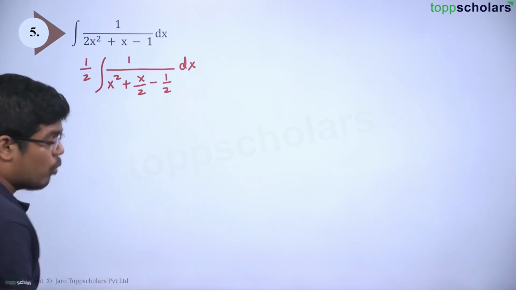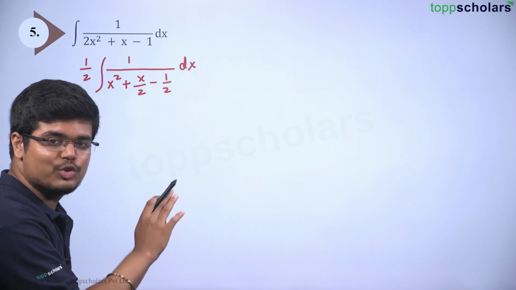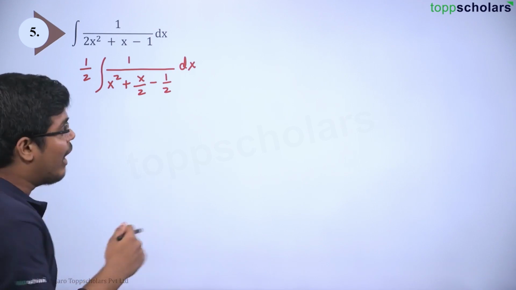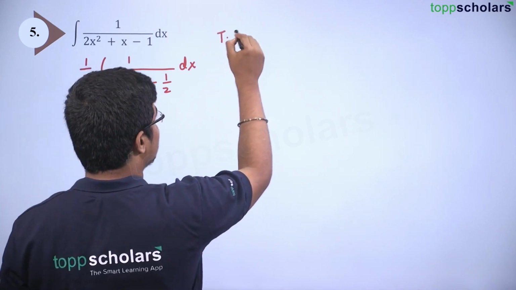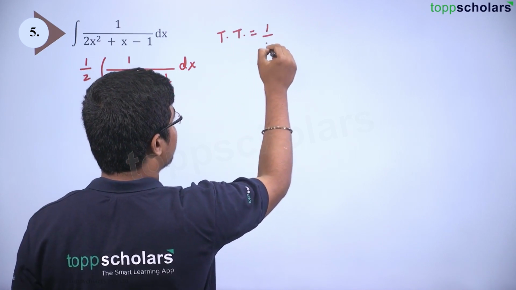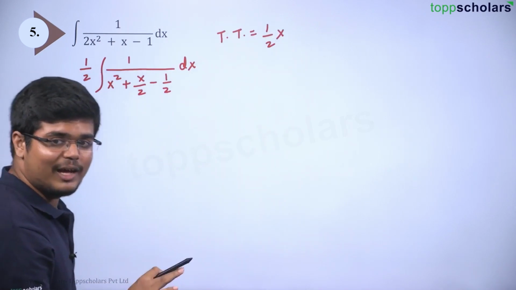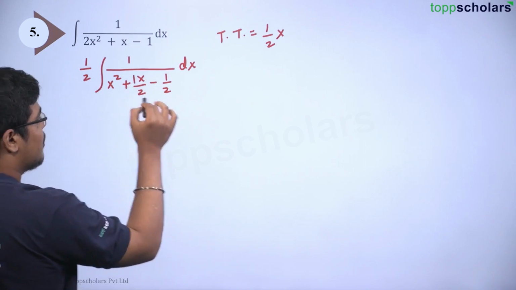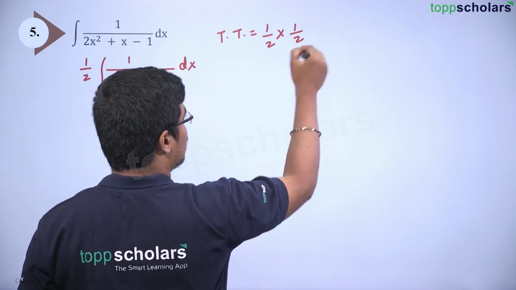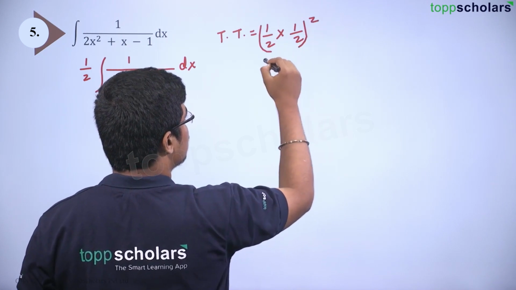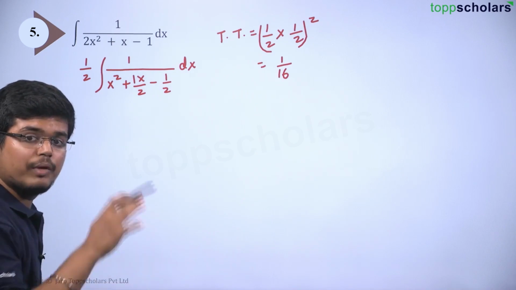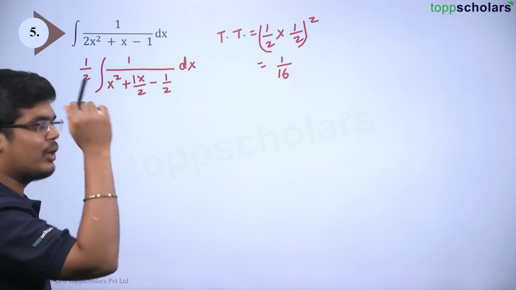And now you have to think what should be that third term which we should add in the denominator and subtract to make a perfect square. And for that third term, we have a formula. The third term is given by half into the coefficient of x, the whole square. The coefficient of x here is 1 by 2. So it's half into 1 by 2, and the whole square. So this is going to be 1 by 4 square, which is 1 by 16. So we have to add 1 by 16 and subtract 1 by 16.